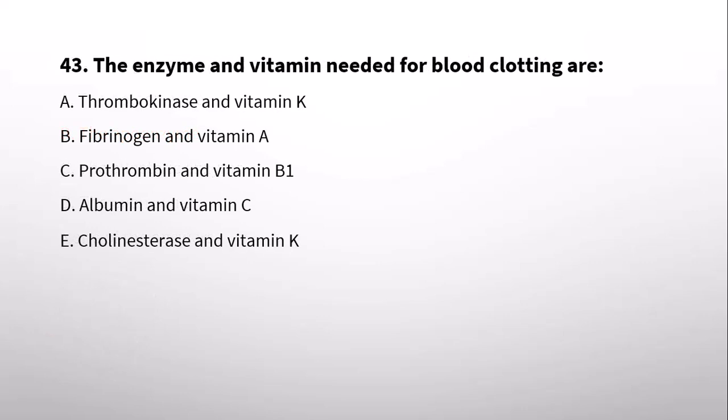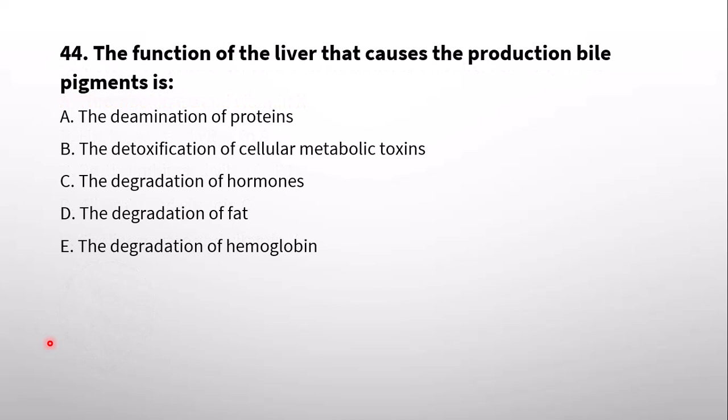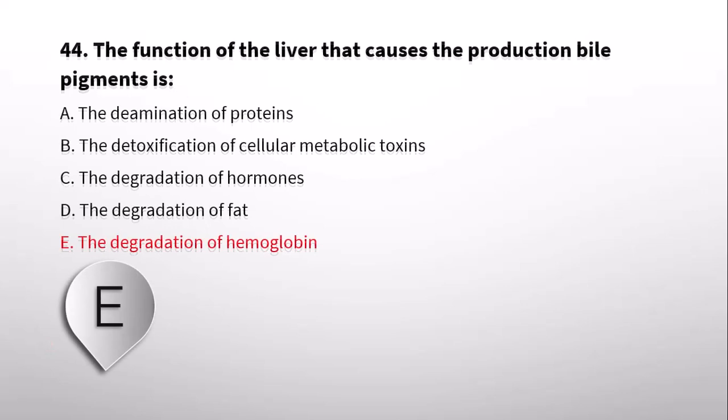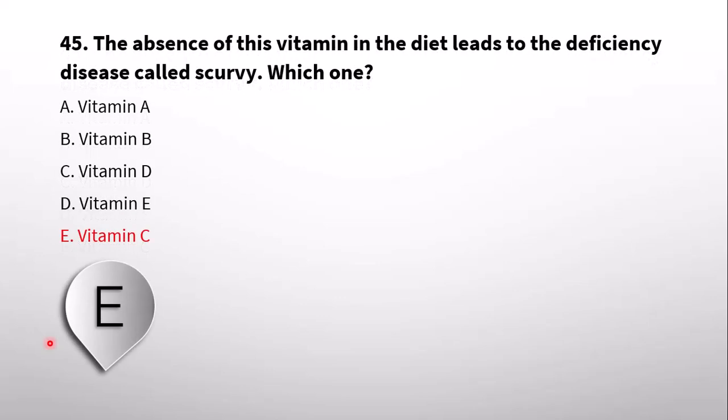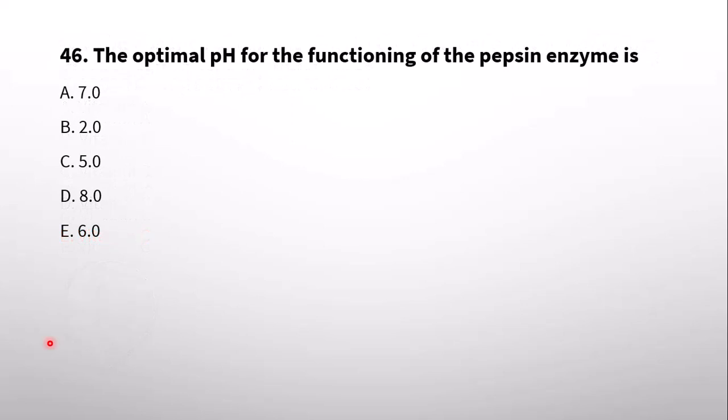43. The enzyme and vitamin needed for blood clotting are thrombokinase and vitamin K, A. 44. The function of the liver that causes the production of bile pigments is the degradation of hemoglobin. E. 45. The absence of this vitamin in diet leads to deficiency called scurvy. That's vitamin C.